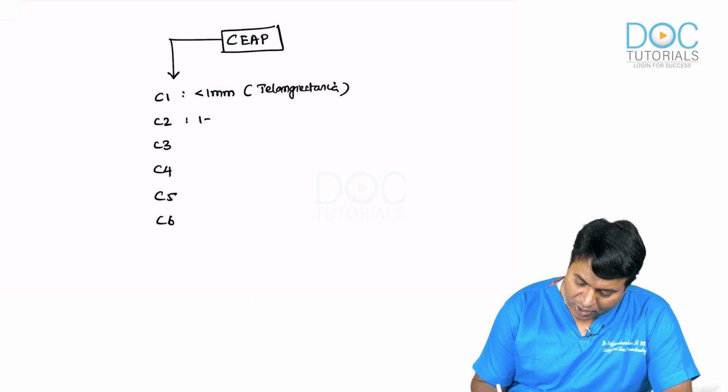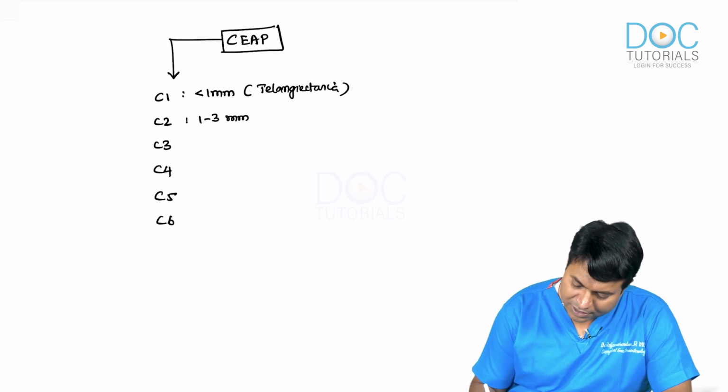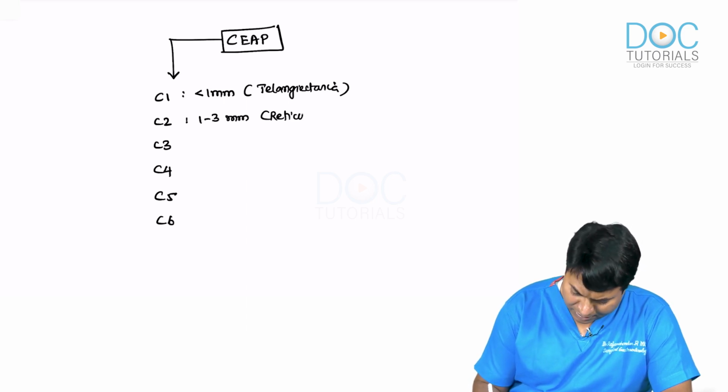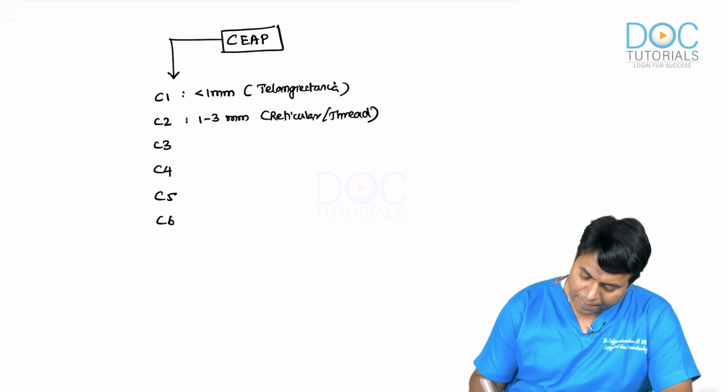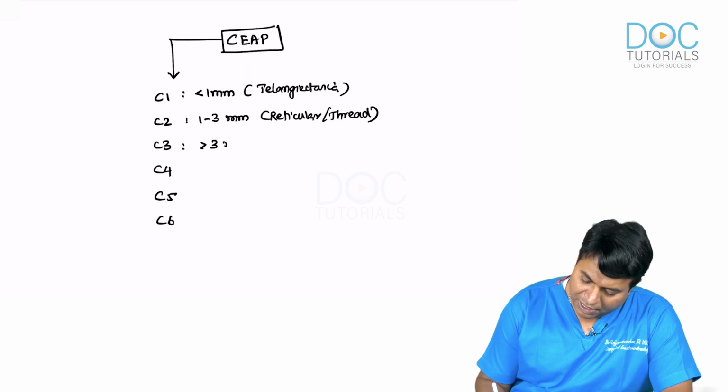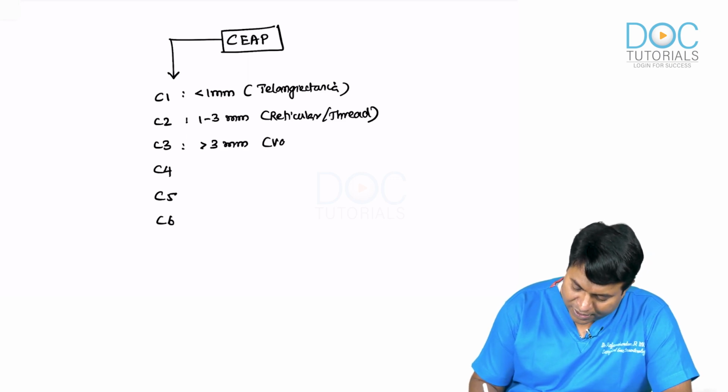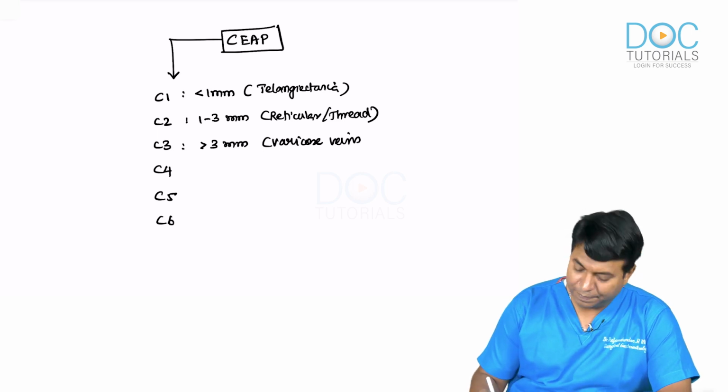So the diameter is 1 to 3 millimeters. That is known as reticular or thread veins. C3 is more than 3 millimeters. We call it varicose veins. Varicose veins actually come under C3.